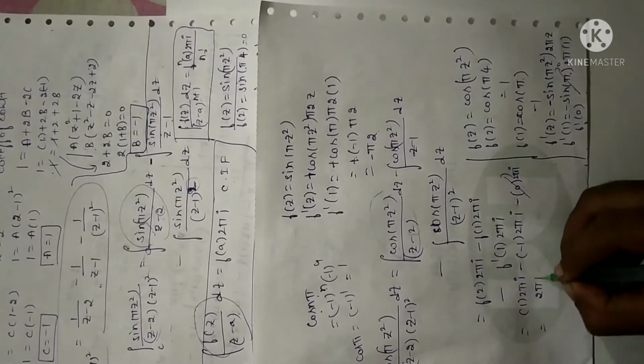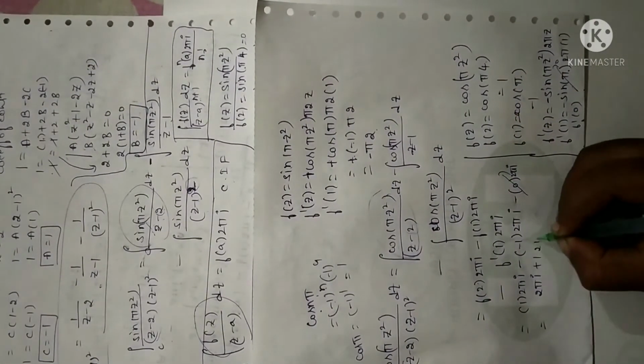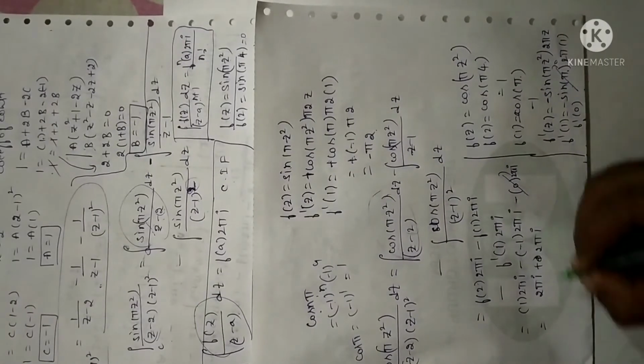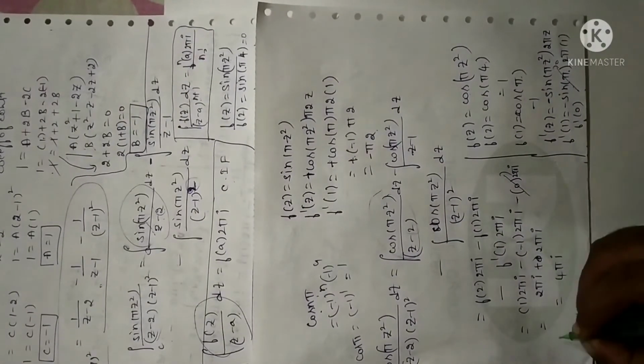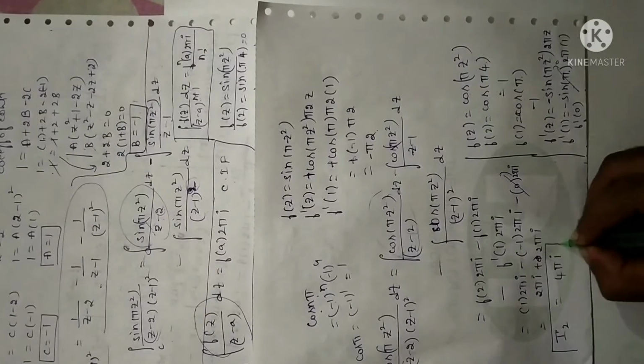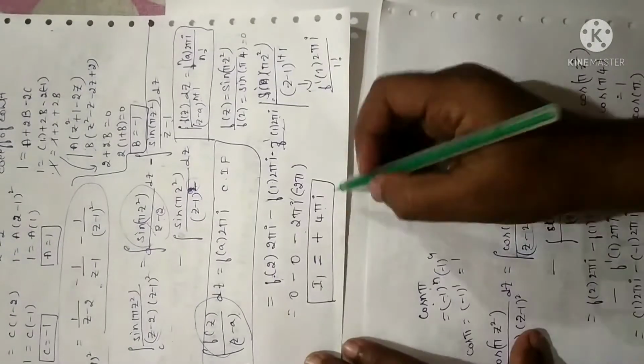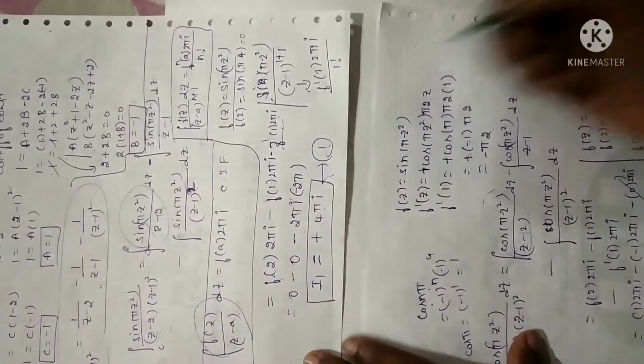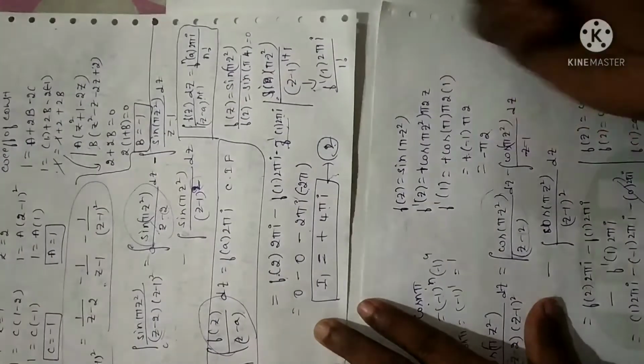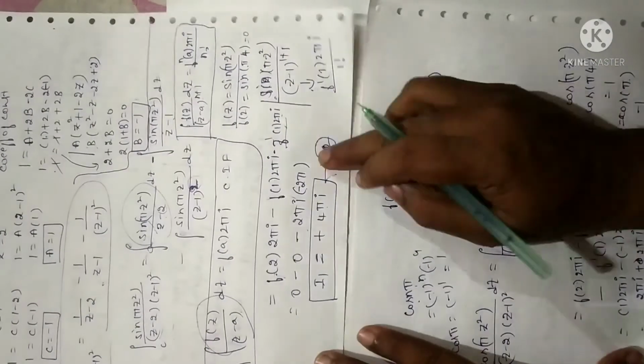Now what am I going to get? 2 pi I minus of minus plus 2 pi I. 1 into 2 pi is 2 pi. So you will get 4 pi I. So the value of integral I2 is 4 pi I, whereas I1 is 4 pi I. So now I have already taken 1, right? So let me take it as 2 and this as 3.